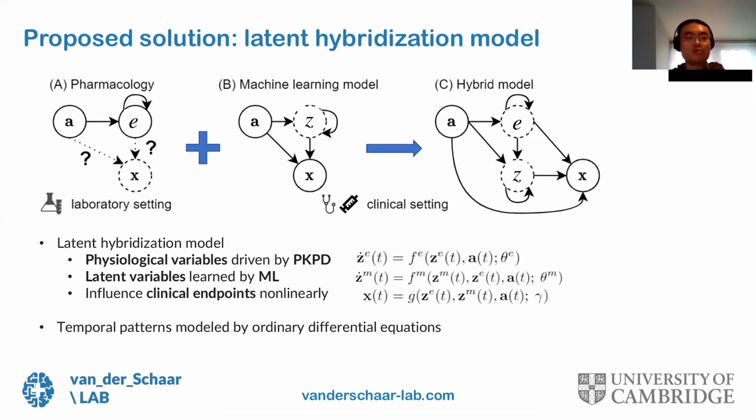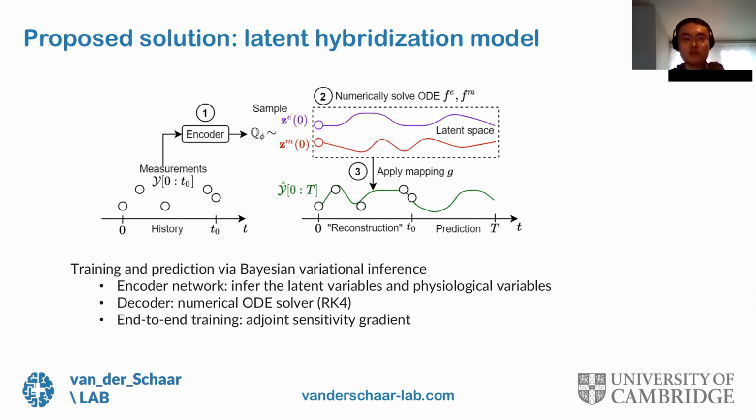In order to train and make inference about latent hybridization model, we use Bayesian variational inference. So we designed an encoder network to infer the variational distribution of latent variables and physiological variables from the historically observed measurements and outcomes. And then we use a decoder to extrapolate the latent path over the entire time horizon. And in this case, since our models are ODEs, the decoder are naturally just numeric ODE solvers. And finally, we learn a mapping from the latent space to the outcome space, to the clinical endpoints that we care about. And the entire system can be trained end-to-end using adjoint sensitivity gradients.